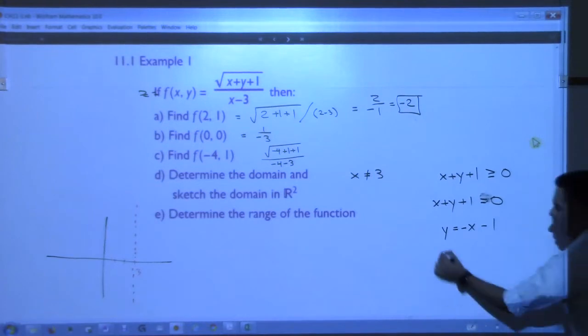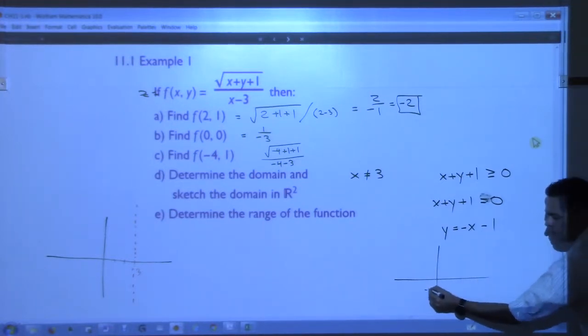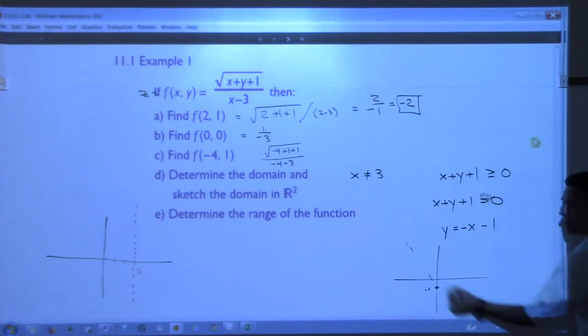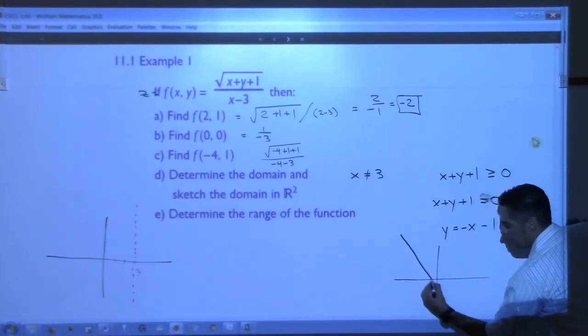And then you graph the line. And that line you should be able to graph. Y-intercept of -1, slope of -1. So down 1, like here, and then it goes like this, right? So do I want to include the line in my answer? Yes. Why? Because it's equal to 0. So it's okay to be equal to 0, so it's okay for this to be equal to 0. So I want to include my line, like this.